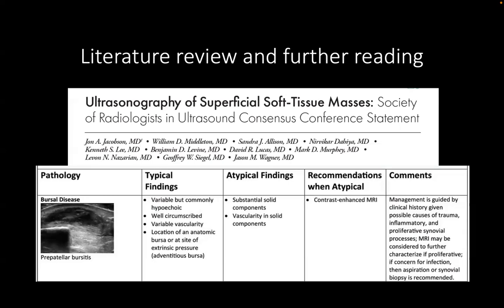I would recommend that all of you, after seeing this case, should read this particular article to further your knowledge pertaining to ultrasonography of superficial soft tissue masses.